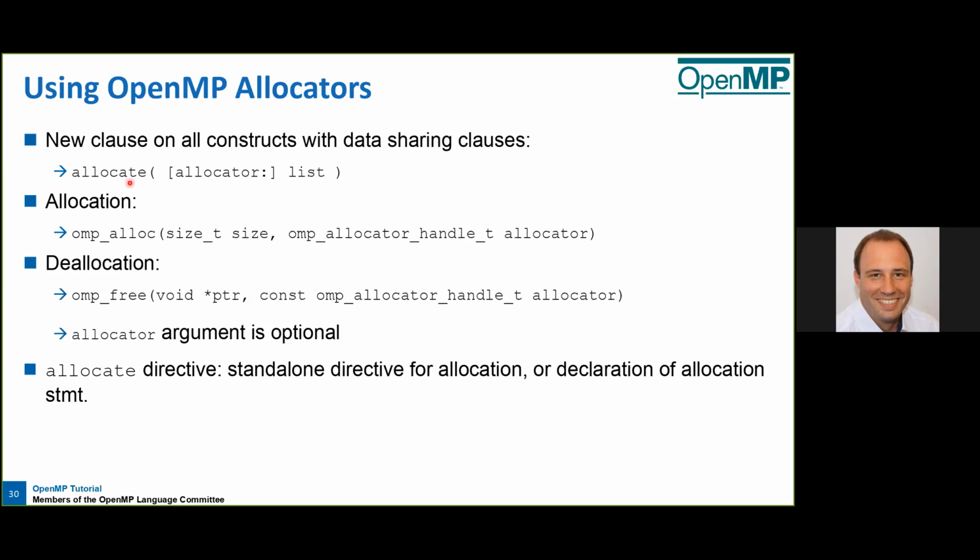And similarly, with the allocate clause that can go onto any construct with a data sharing clause, you can specify an allocator for the variables that are listed here. For example, with that, you can influence where private variables are actually being allocated. And this will also be a topic of discussion in the next webinar when we start talking about GPU programming.